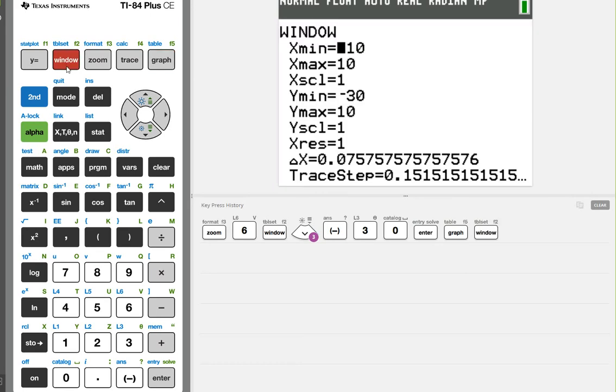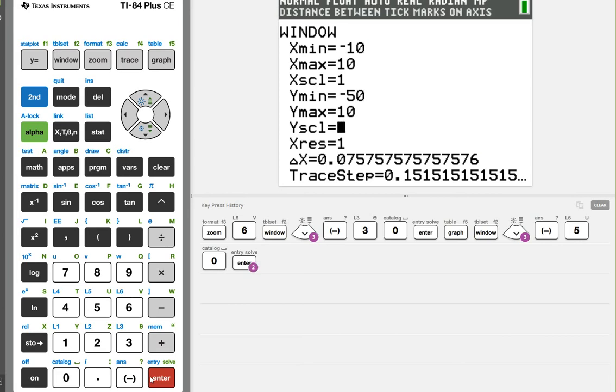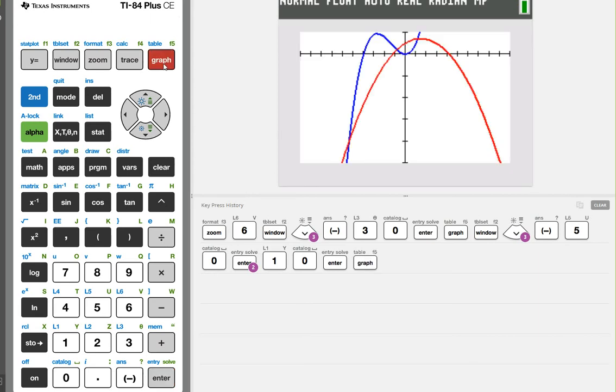You just have to play with it, but it costs you literally nothing to go back and type in negative 50 here for Y min. I'm also going to do this for Y scale. Choose a bigger number. 10? All right, I like 10. I was going to suggest 5 or 10 because both of those divide my Y min and Y max evenly. So let's go with 10 and bam.